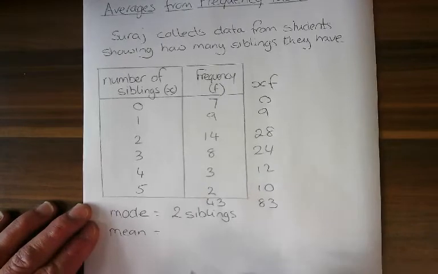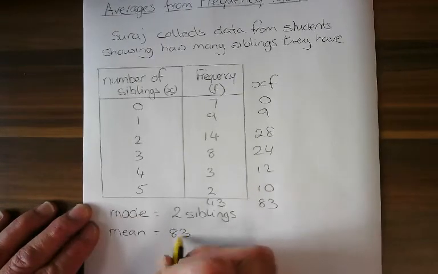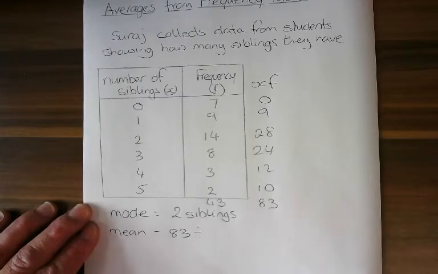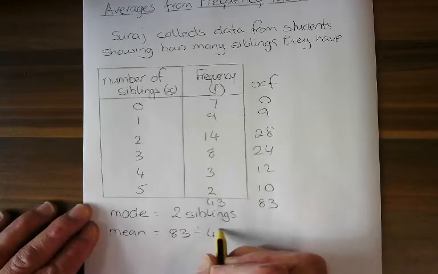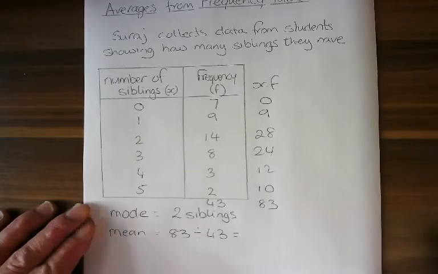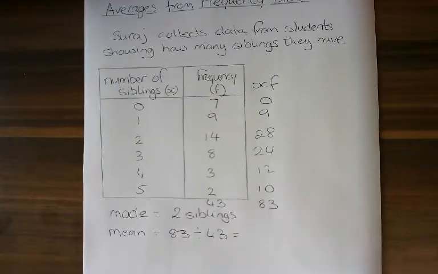To calculate the mean, I'm going to do the total of my XF, which is 83, and divide that by the total of my frequency, which is 43. Now don't worry, this would be on a calculator paper, so there's no need to think, oh my god, I can't do that.